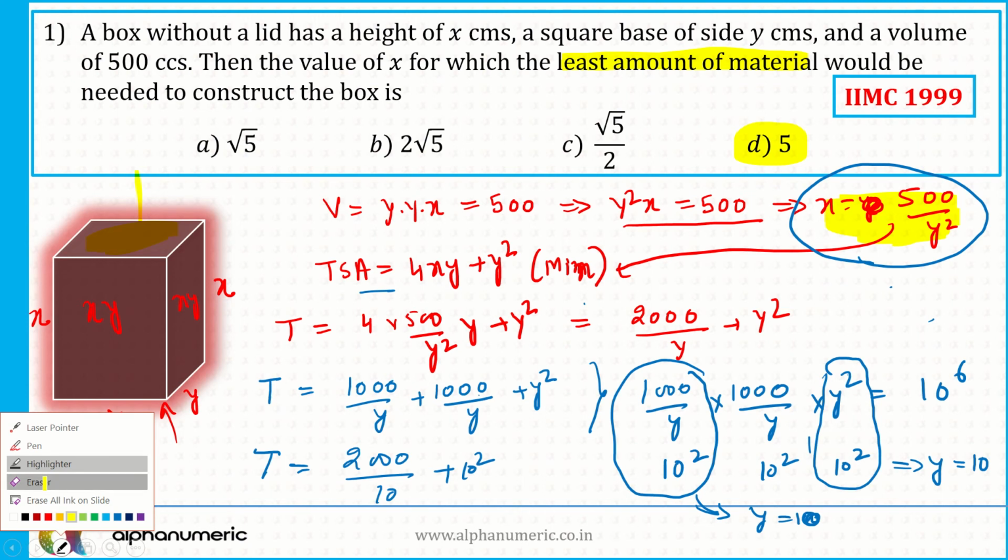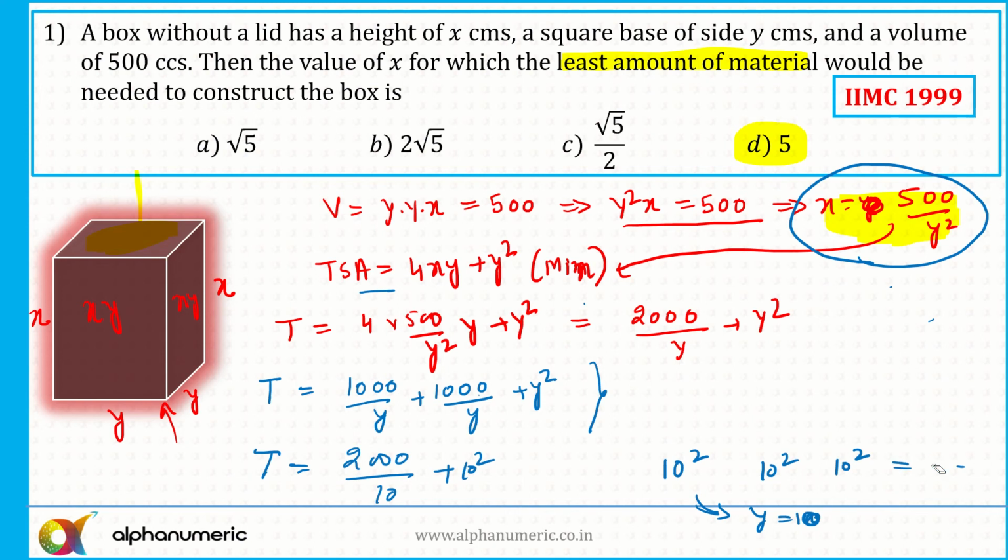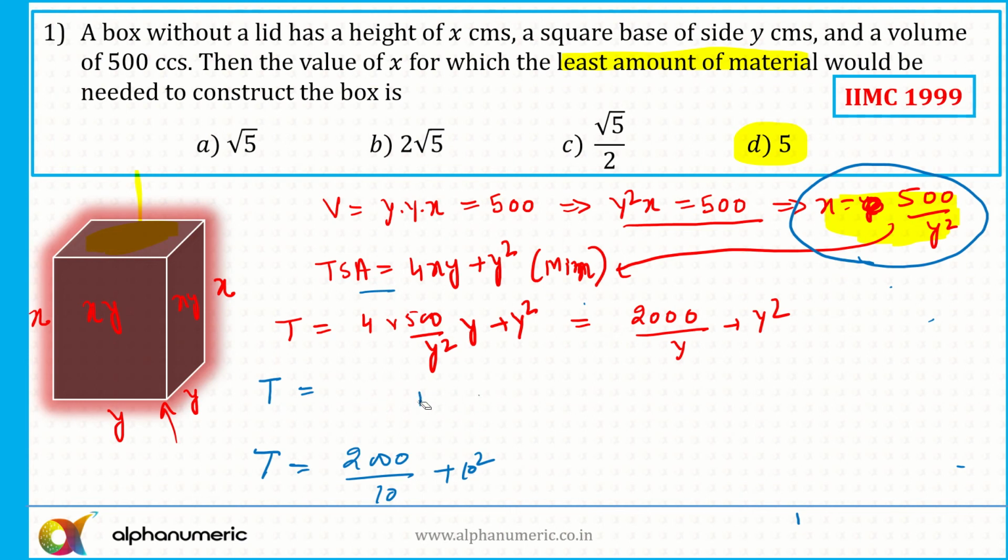Now, like I told you, there is one more approach, that is known as differentiation. So you can even solve this with the help of differentiation. Just see how we can apply it. In this case, we have 2000 by y plus y square. If you are going to differentiate this equation with respect to y, just give me a second and I'll differentiate it.